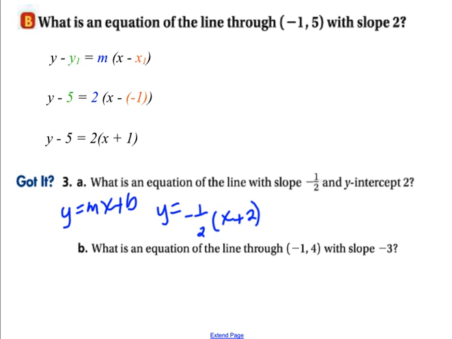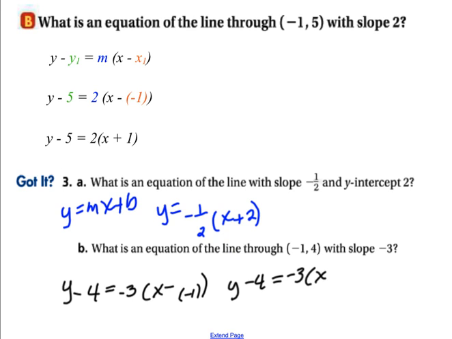Let's go ahead and try the last one. What is an equation of the line that goes through that point with slope -3? Well, in this equation, we'll use the one that we have right above here. We're going to do y minus the y-coordinate of the point, which was 4, is equal to the slope of -3 times the x-coordinate, x minus -1. So we just need to clean that up a little bit. So we end up getting y minus 4 is equal to -3 times x plus 1. And that should be the equation of your line.